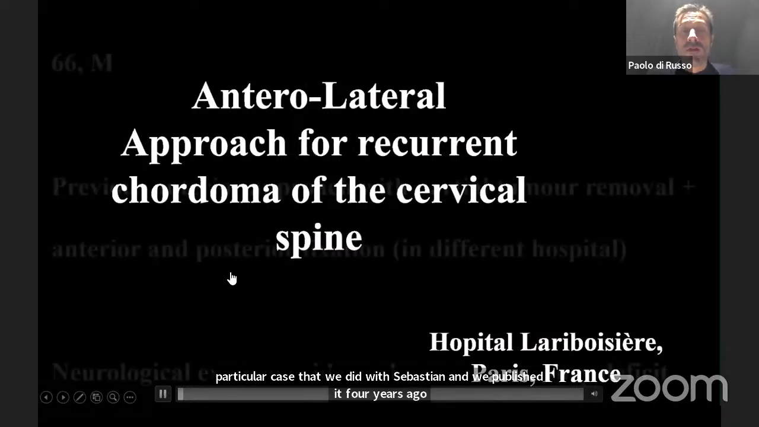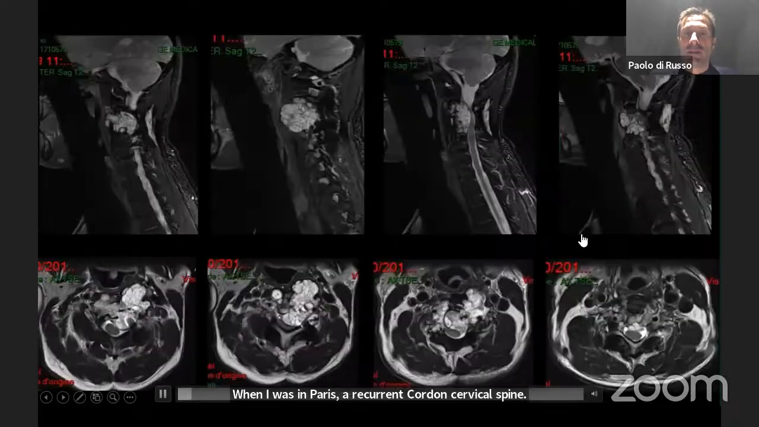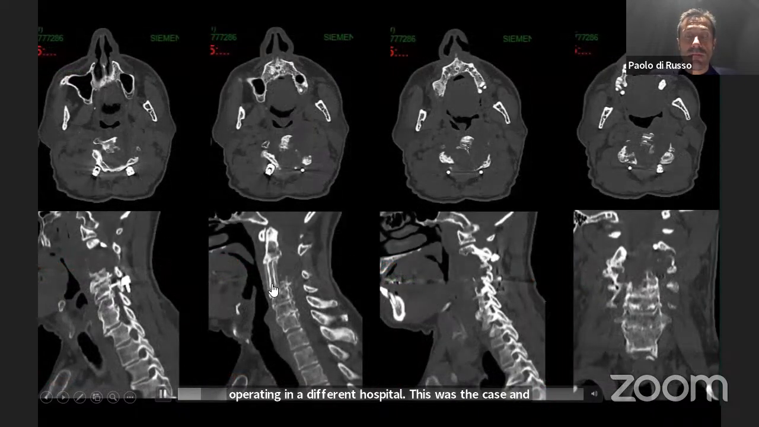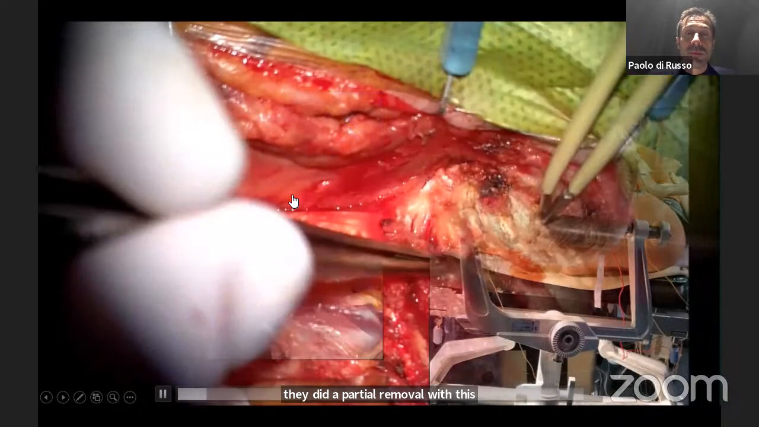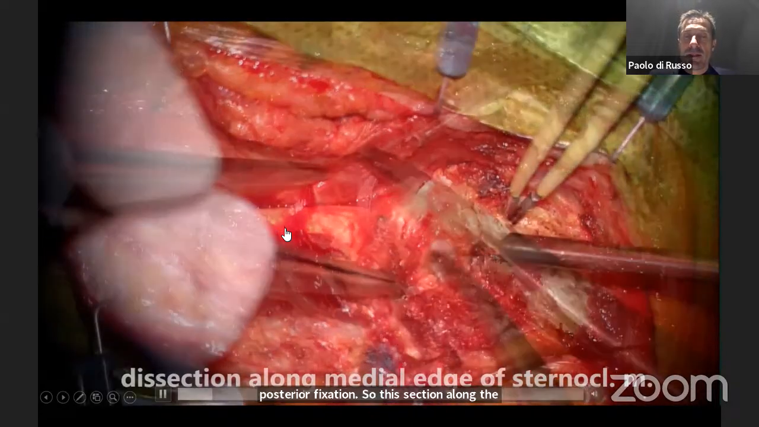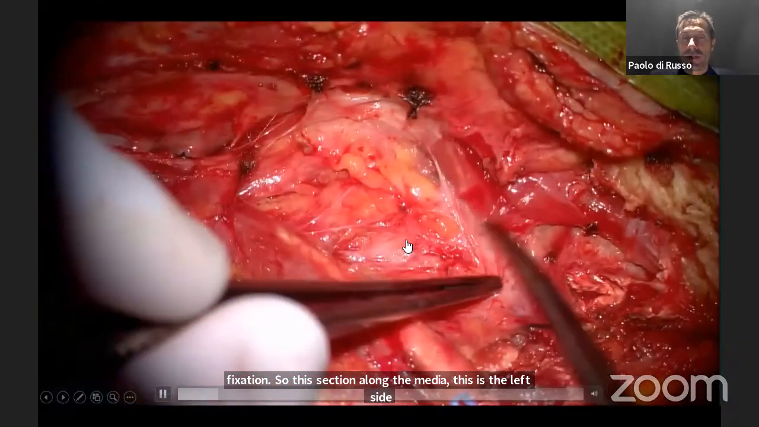It's an antero-lateral approach for a recurrent chordoma of the cervical spine. This was nice because the patient was operated in a different hospital. This was the case, and they did a partial removal with this graft and posterior fixation. This section along the medial edge of the sternocleidomastoid muscle, on the left side, is transported posteriorly.